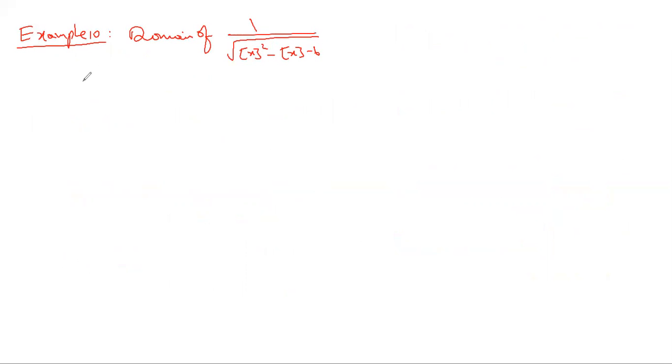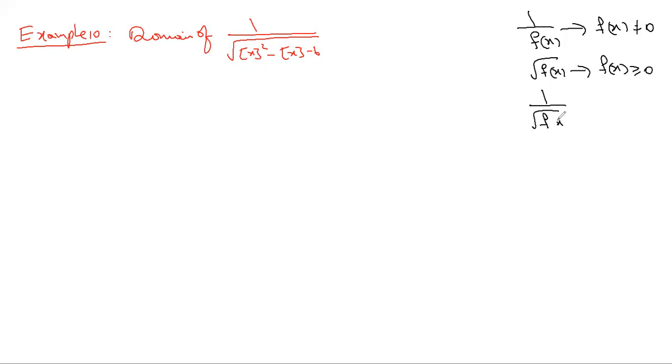For that, the domain conditions are there. What are they? 1 by f of x is there, then f of x not equal to 0. Root f of x is there, then f of x should be greater than or equal to 0. Combination of both is there, then f of x should be strictly greater than 0. So you can use that condition. Integral part of x the whole square minus integral part of x minus 6 greater than 0.